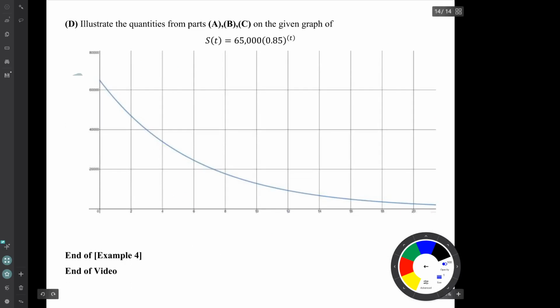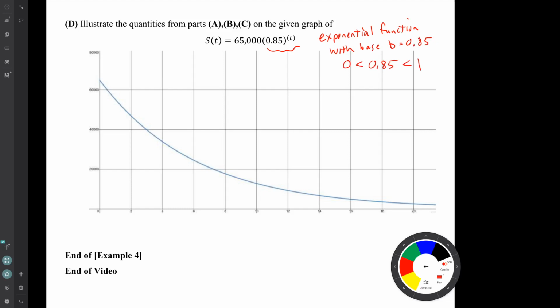Question D is to illustrate the quantities from A, B, C on this given graph of the function S parentheses t. Now, before we do any of that, notice the shape of this graph and the form of the function. The form of the function is an exponential function with base 0.85. Notice that the base 0.85 is between 0 and 1. So we know from a previous video in our discussion of exponential functions that that's going to be a decaying exponential function. Sure enough, we see that this graph has the shape of a decaying exponential function.